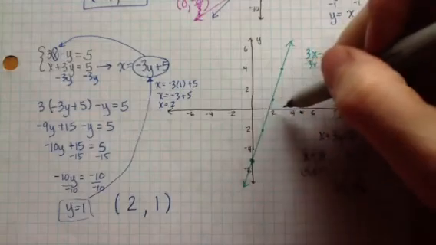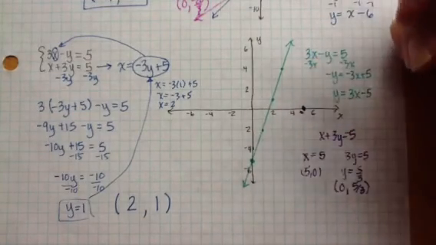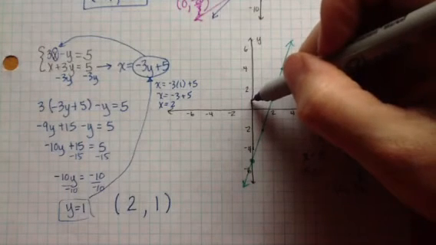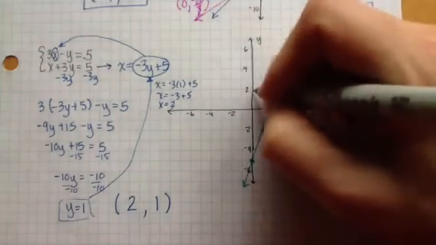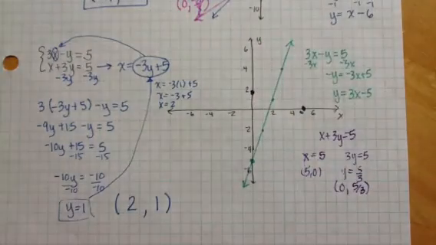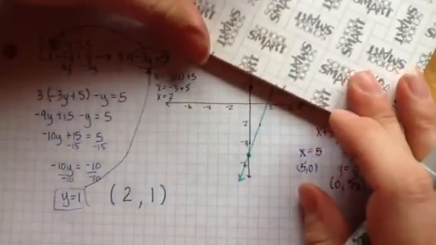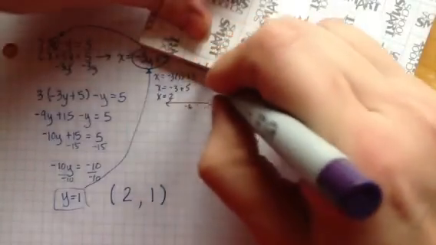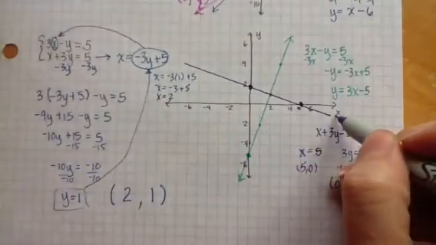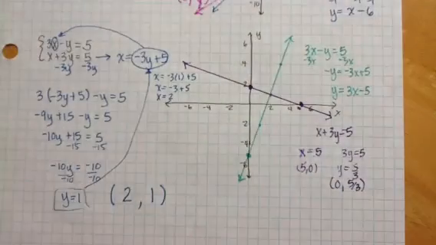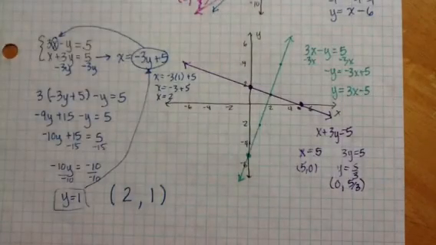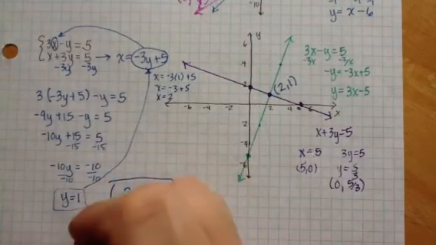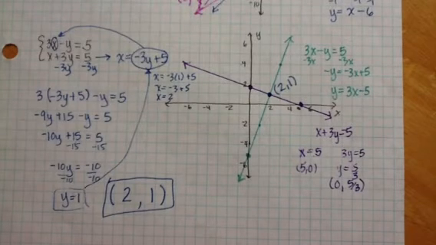So if I go to 5, 0 on the x-axis, and 0, 5/3, each one unit is 3/3, so 3/3, 4/3, 5/3 right there. When I connect those dots, I should be crossing my other line right at that solution point of 2, 1. And that is exactly what happened. Here's my solution point of 2, 1. So as you can see, both the algebra and the graph come together.